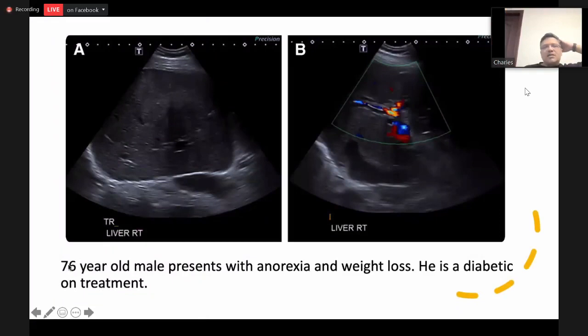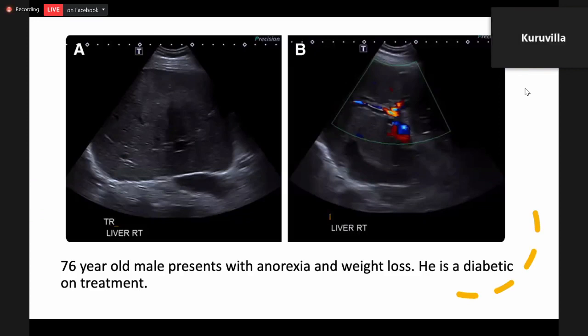Very good. Yeah. The next case is a 76-year-old male who presents with a history of anorexia and weight loss. He's a diabetic on treatment and a chronic smoker. Kurula, you want to have a look at the finding and give a diagnosis? Sir, a large heteroechoic lesion is seen with peripheral vascularity and central necrosis.